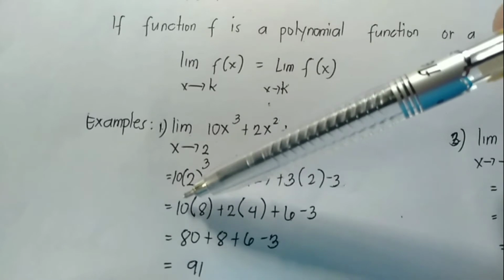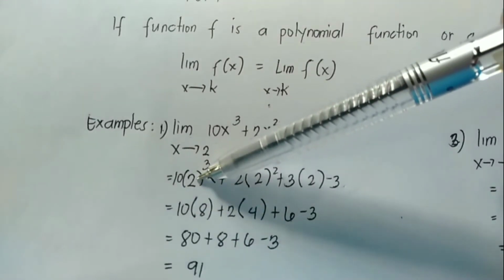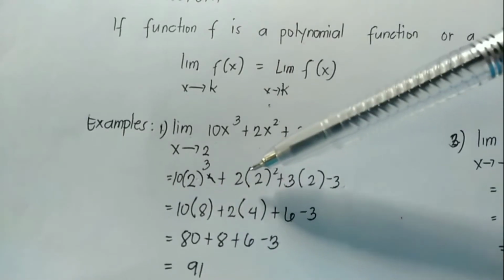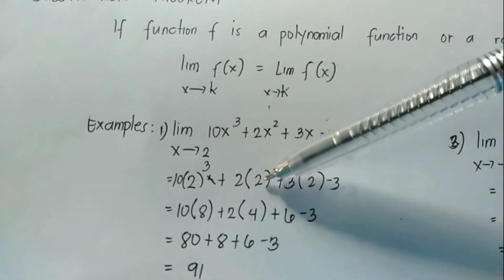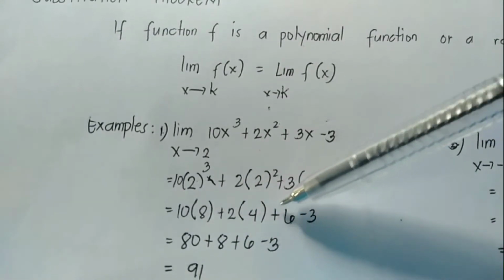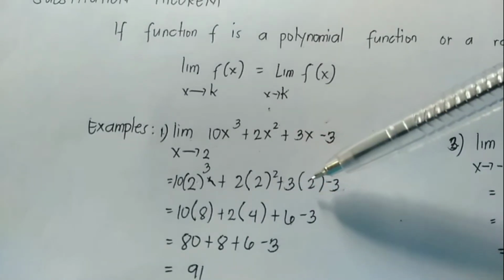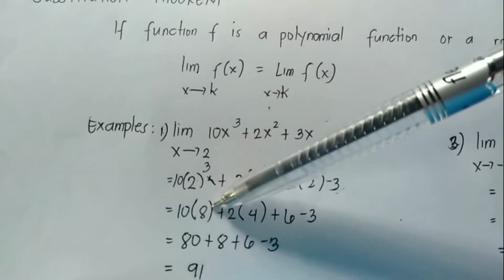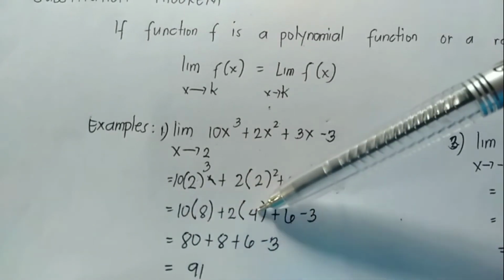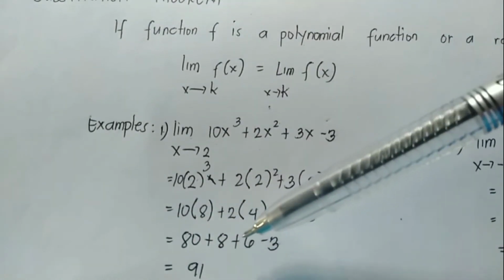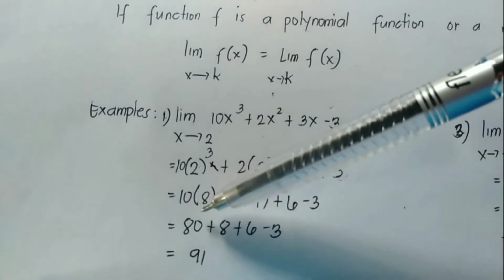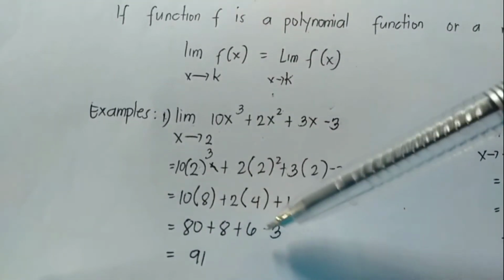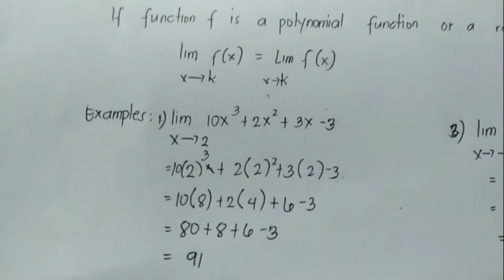Then 2 times 2 is 4, times 2 is 8. 10 times 8 plus 2 times 2 squared, which is 4, plus 3 times 2, which is 6, minus 3. So 10 times 8 is 80. 2 times 4 is 8, then plus 6 minus 3. So 80 plus 8 is 88, plus 6 is 94, minus 3 is 91.